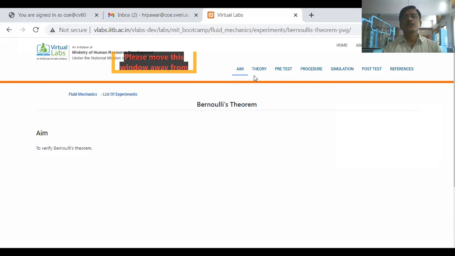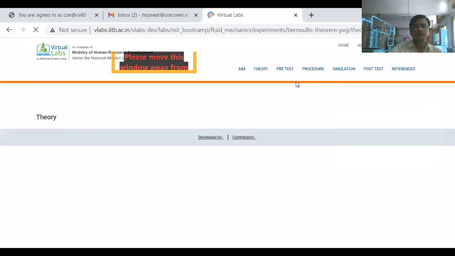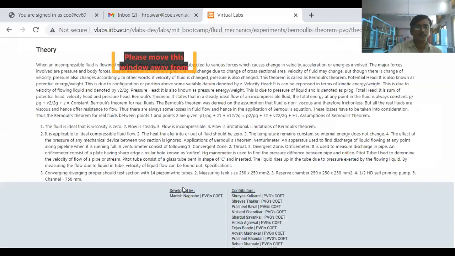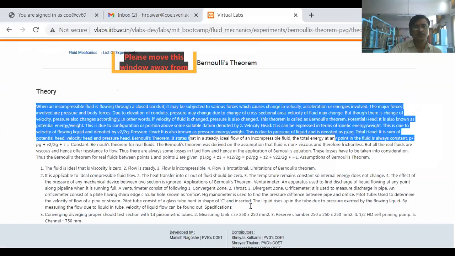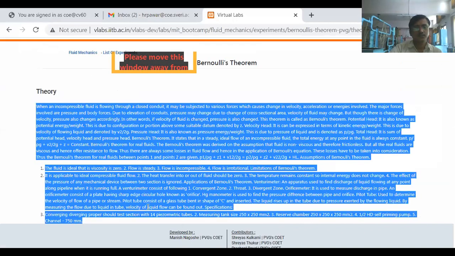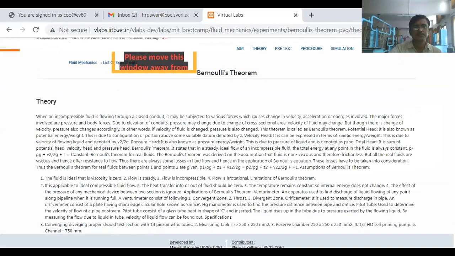Now here, first of all, we will see the aim. What is the aim? To verify Bernoulli's theorem, right? What is the aim? To verify Bernoulli's theorem. Now, let us see the theory part. Here, you can read this much theory about Bernoulli's theorem.